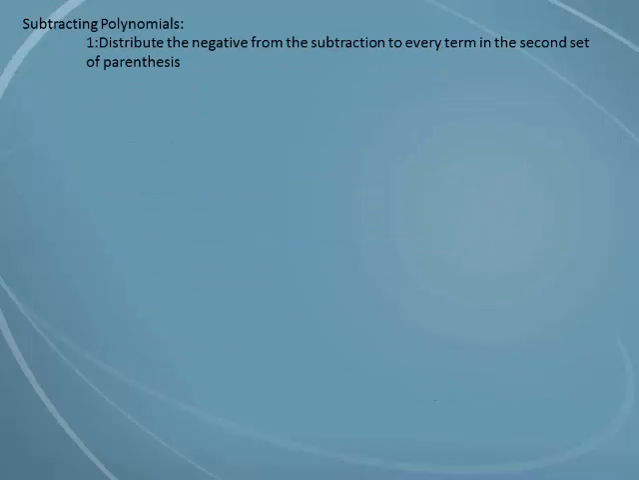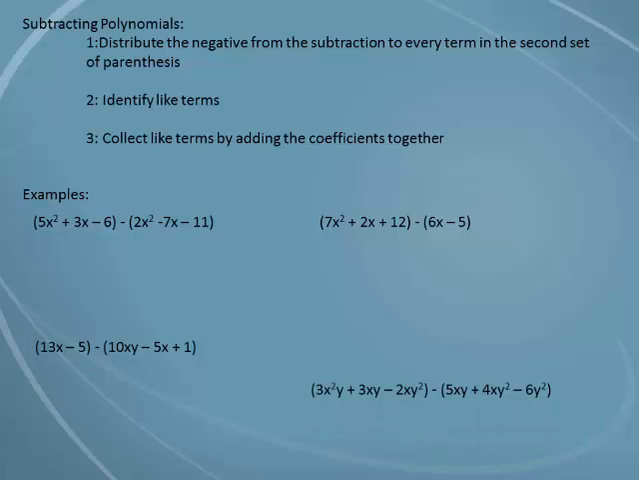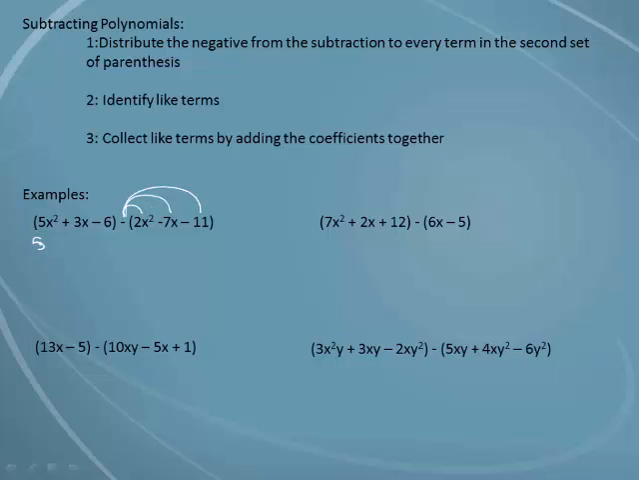Subtracting polynomials. Distribute the negative from the subtraction to every term in the second set of parentheses. Identify the like terms and then collect the like terms by adding the coefficients together. So here are my examples. I'm going to distribute this negative into the second parentheses. So this will change to 5x squared plus 3x minus 6. Negative times a positive gives me a negative 2x squared. Negative times a negative gives me a positive 7x. Negative times a negative gives me a positive 11.